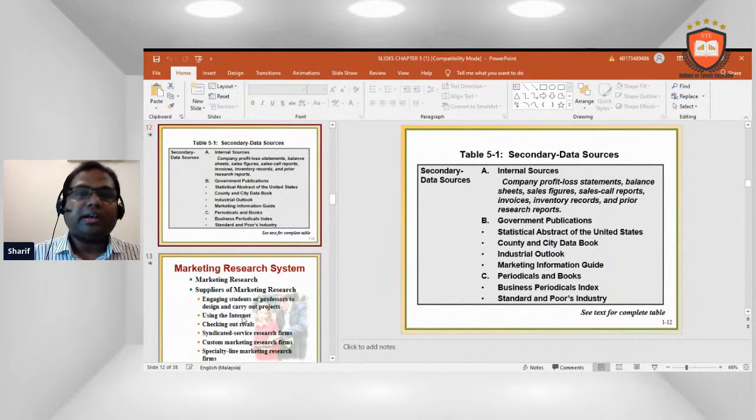Then the secondary data sources. We have internal sources: company profile, loss statement, balance sheet, sales figures, sales call reports, invoices, inventory records, and prior research projects. Then we have government publications: Statistical Abstract of the United States, County and City Data Book, Industrial Outlook, Marketing Information Guide. Then periodicals and books: Business Periodicals Index, Standard and Poor's Industries.